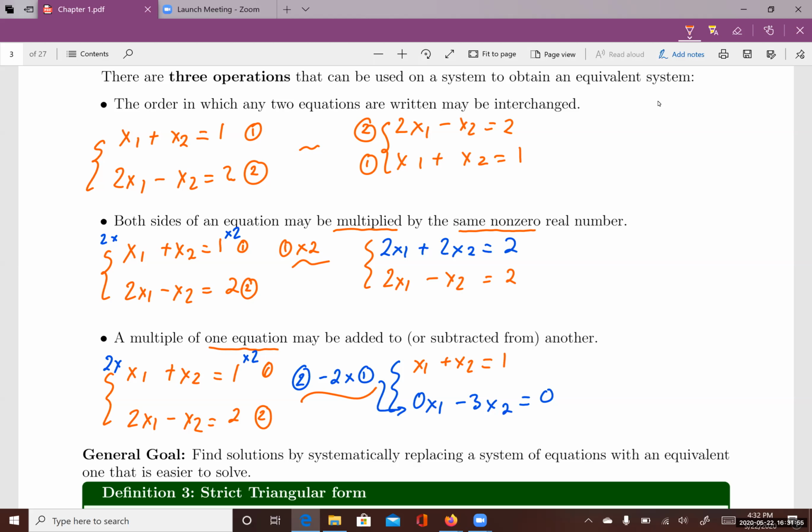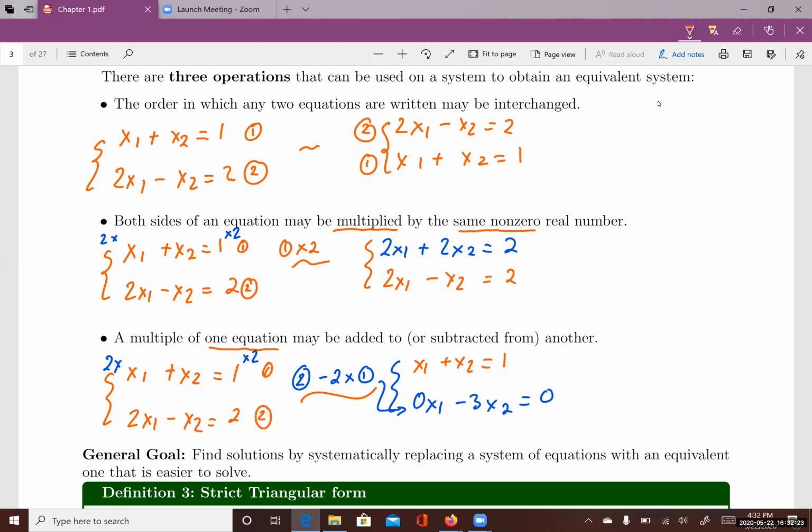These three operations will help you solve the system, because you get the same solutions. That means once you obtain an equivalent system and solve it, the solution for the new system will be the same as the solution for the original system.